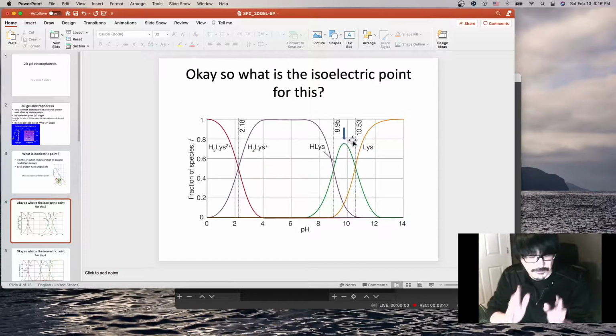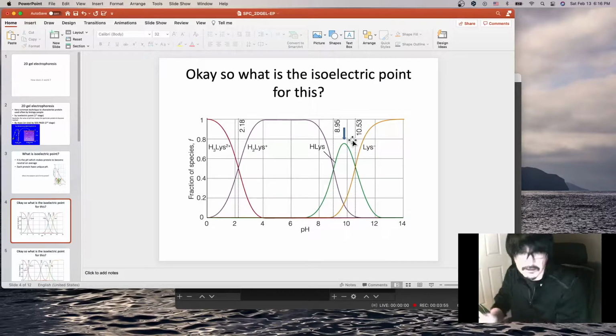Just keep in mind that even at the isoelectric point, there are some positive and negative charges. What it means is that on average it's neutral. You can never make everything go to neutral. That's just how it is.